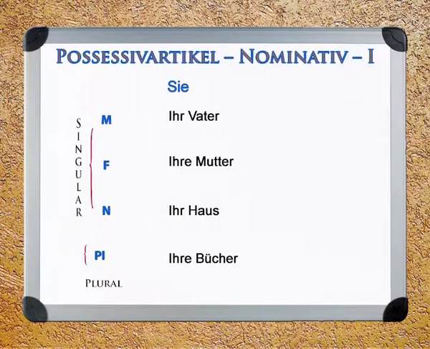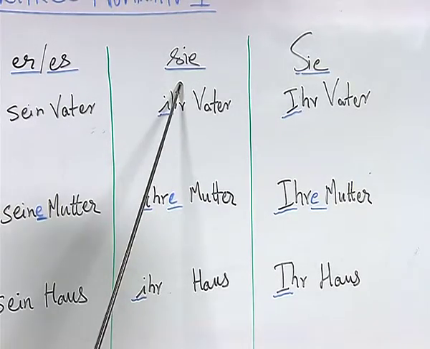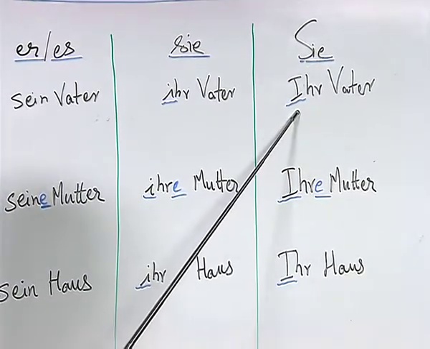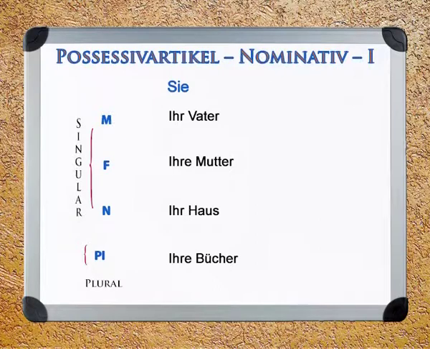Well, if you look at the Sie in the second person pronoun for formal, here you can see, because the S is big, we also write the I big. So, there is no difference in terms of possessive article for sie in third person singular as well as Sie in second person singular. The only difference is the difference in writing I, small or big. So, I here for third person singular is small, whereas I in second person is big. And if you see, the possessive article is here Ihr Vater, Ihre Mutter, Ihr Haus, Ihre Bücher.